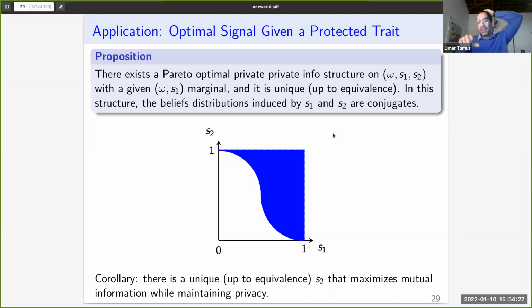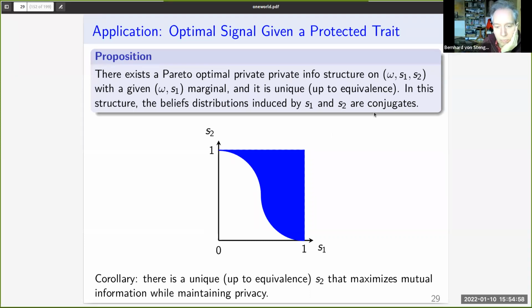And this is not true if you go beyond a binary state, as it turns out. There, depending on what application you have, I might want to send you different S2s, each one of which is Pareto optimal, but they're not going to be comparable between them. So you could imagine that there's two maximal S2s that I can send you. Neither one of them dominates the other, but both are maximal. This doesn't happen with a binary state.